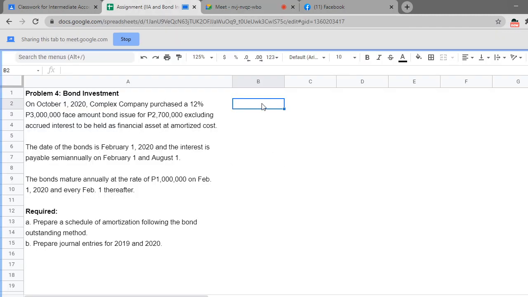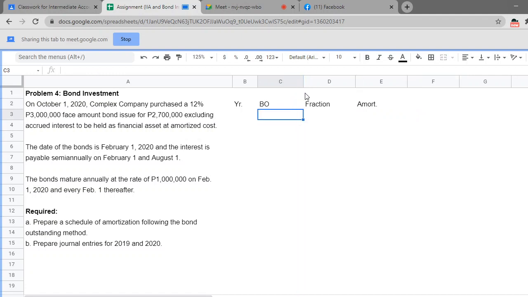Okay. Let's prepare the schedule of amortization. In a typical bond amortization using bond outstanding, you have the year, you have your bond outstanding, you have your fraction, and you have the amortization. That is the typical format. Let's analyze. I'll just write BO to make it shorter.